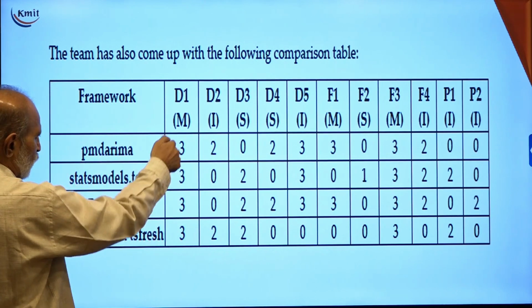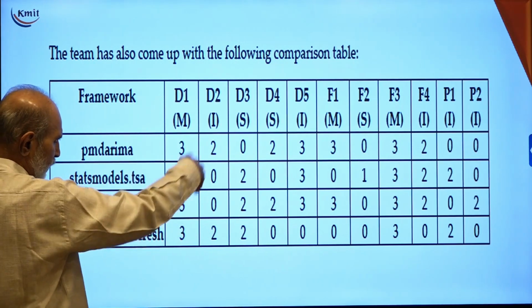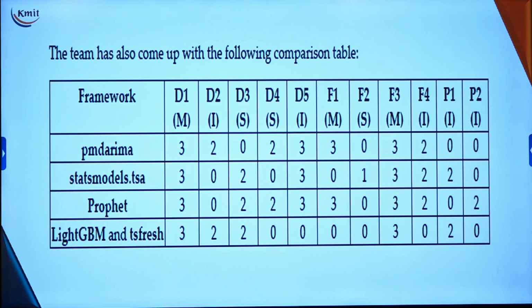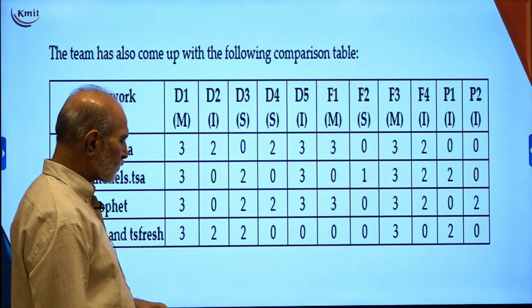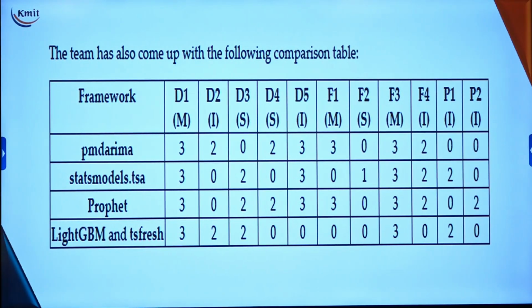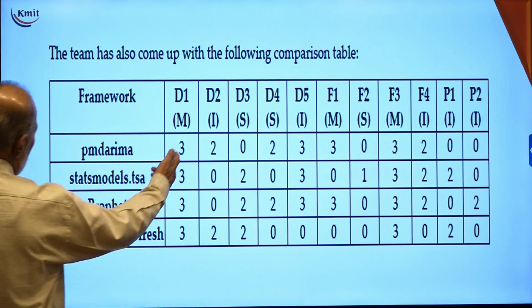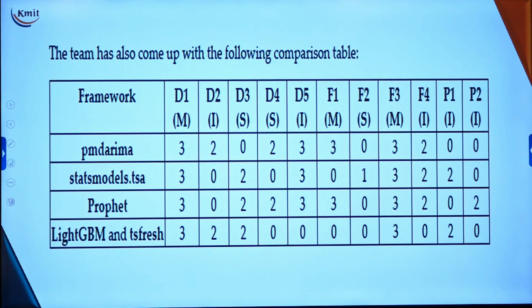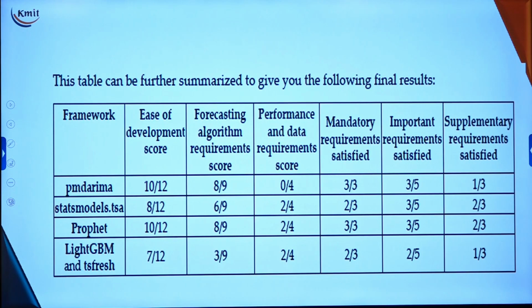So I give the score 3, 3, whatever score I have given, I put them into a tabular form, and wherever the requirement is not necessary, I put a 0. So this kind of tabular data will give me a very good comparison. So you can see here on the mandatory, I require this, this, this, this. So this is what we call data analysis. So this table can be further summarized to give the result of the following test.